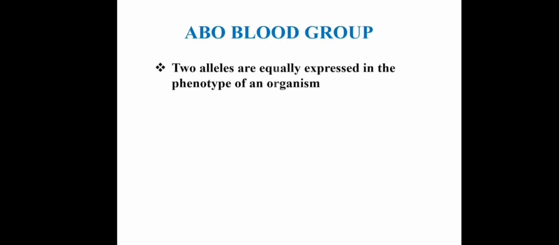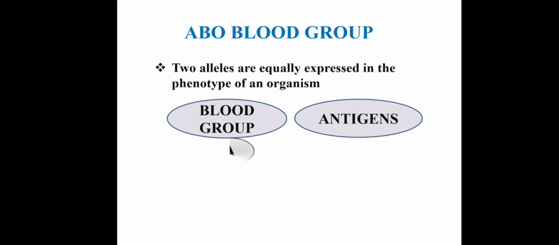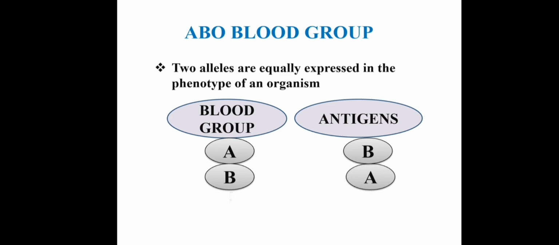ABO blood group. In codominance, two alleles are equally expressed in the phenotype of an organism. It can be easily seen in blood type. Group A blood type depends on the type of antigen present in the red blood cells in the cell membrane. Type A blood has antigen A, type B blood has antigen B, type O blood has neither antigen. Both A and B are dominant while O is recessive.